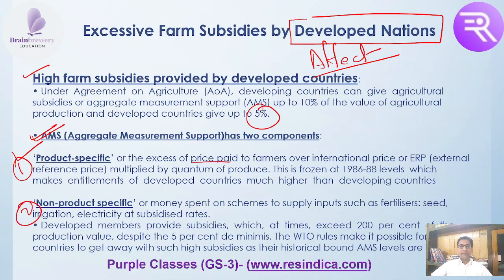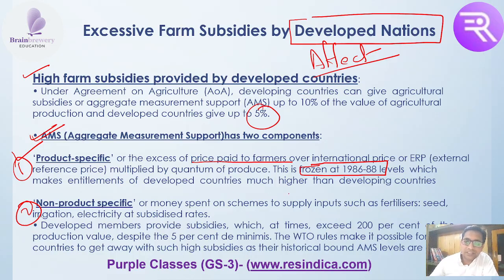Excess price is paid to the farmer under product specific support, where they have a lot of produce, and this price has been frozen at the 1986-88 level. If the prices are frozen at that level, even then if we find 5% of that price, it is much higher than for developing countries. They said that, looking at 20 years back, what was the price of that agriculture commodity? For that you can provide a 5% product specific subsidy. But if we calculate right now for developed countries, it is very high, and for developing countries it is also very high.